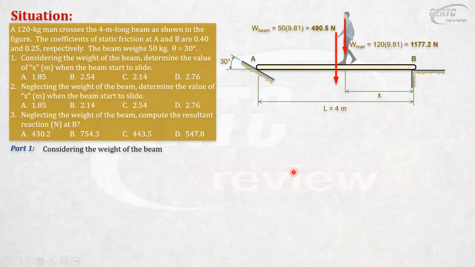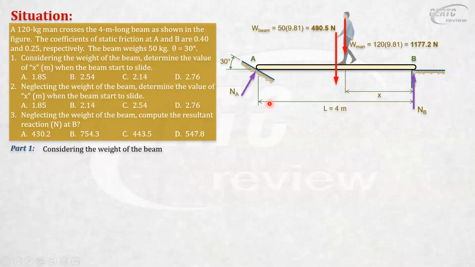Then the reactions at the surfaces at A and at B. First, you get the normal reaction. Do the normal first, the friction later. So the normal reaction at A, let's call it NA, and the normal reaction at B, let's call it NB. Next, the friction. By the way, before we continue, this problem deals with an impending motion. We will know it because the question here is when the beam will start to slide. So this is impending motion, meaning the friction force that we'll be using is the maximum available static friction.